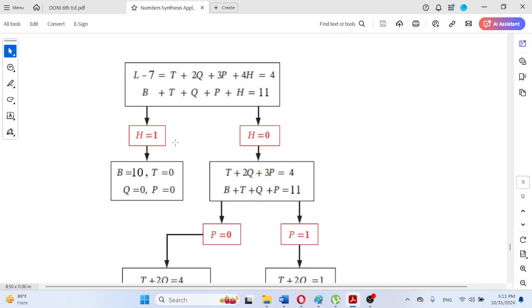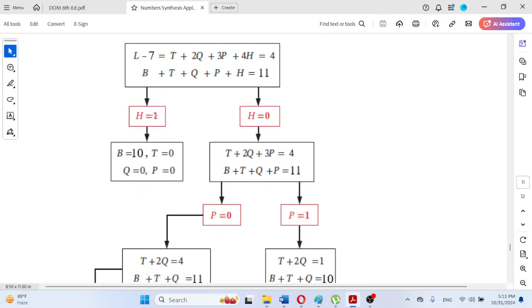So that means h can assume only the values 0 and 1. If for example h is equal to 1, because it has only one set, we can observe that t plus 2q plus 3p plus 4 is equal to 4. So 4 minus 4 will be equal to 0, so t plus 2q plus 3p will be equal to 0. That means that t, q and p must all be 0.